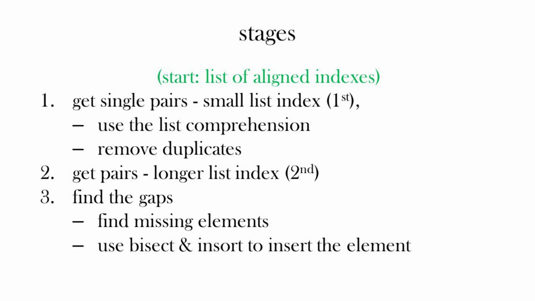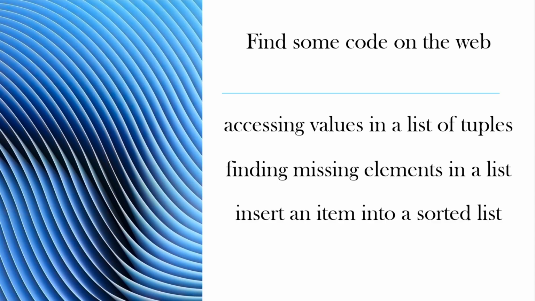So how? Well, we start with this aligned indexes that are in the tuples in a list. First of all, we're going to get the single values from the first list. We're going to use a list comprehension to do that. Then remove the duplicates. Then we're going to get the pairs from the longer list. We're going to find the gaps. So that's going to find a missing element. And then we're going to find the missing element from the small and the big list and insert them using bisect and insort. We need to get some code from the internet.